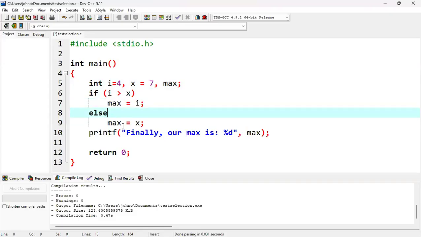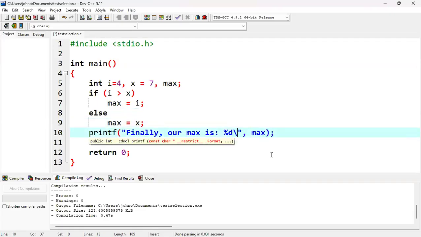So we come to the else part of the if. The else part just says, if this is false, then just believe that I am true. That's the meaning of else. If the if statement before me is false, I am true. So if I is not maximum, then since we have only two things, x is maximum. And so we have a statement, our max is this and that.